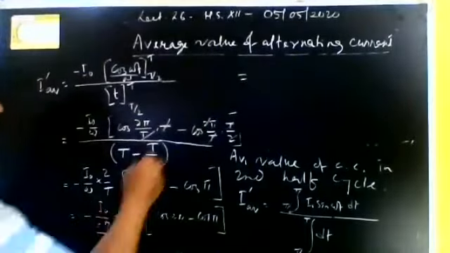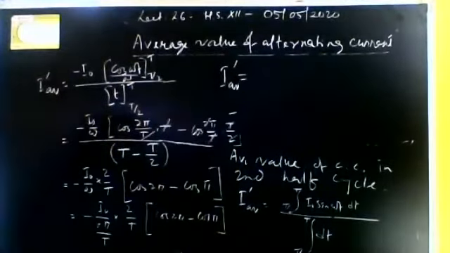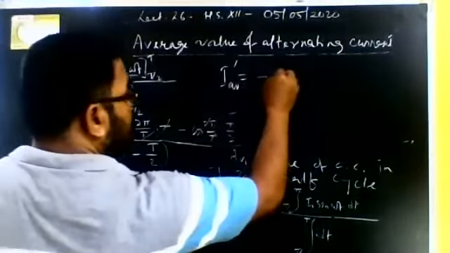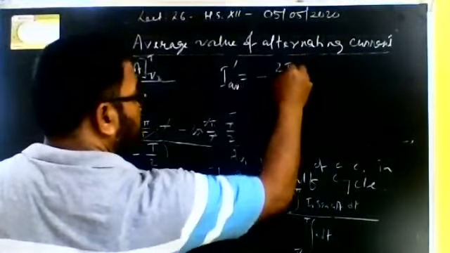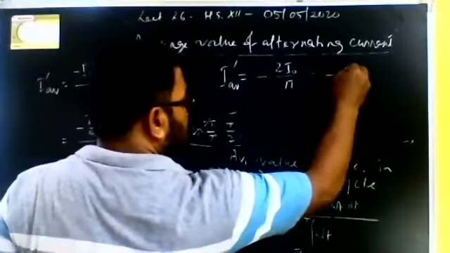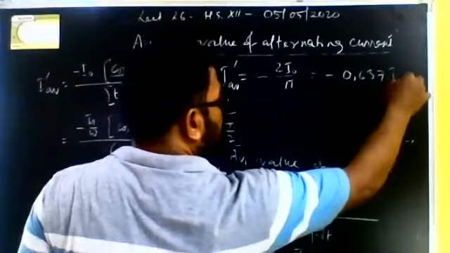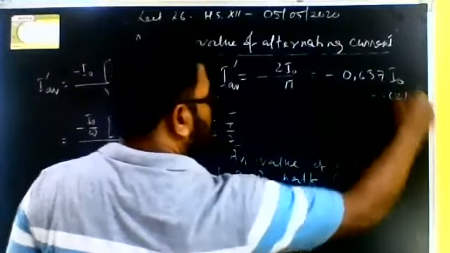After calculation, you will get the average value of the second half cycle as minus 2 I naught by π, which is equal to 0.637 I naught. So equation number 2.